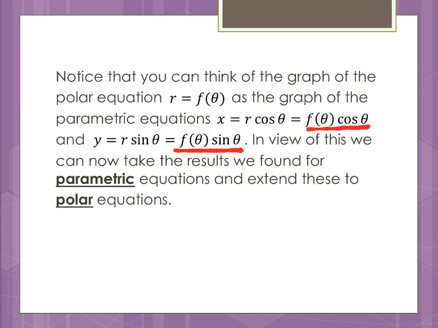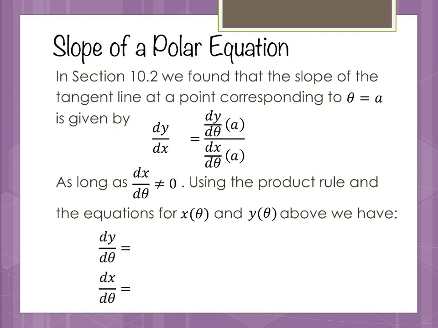And in view of this, we can take these results and we can use the results we had from parametric equations and apply them to polar equations. Okay, so this section is going to be combining some of what we did back in parametrics in 10.2 with what we did in 10.4, polar coordinates, and taking some of those results combined together. So to start with, we're going to talk about the slope of a polar equation.